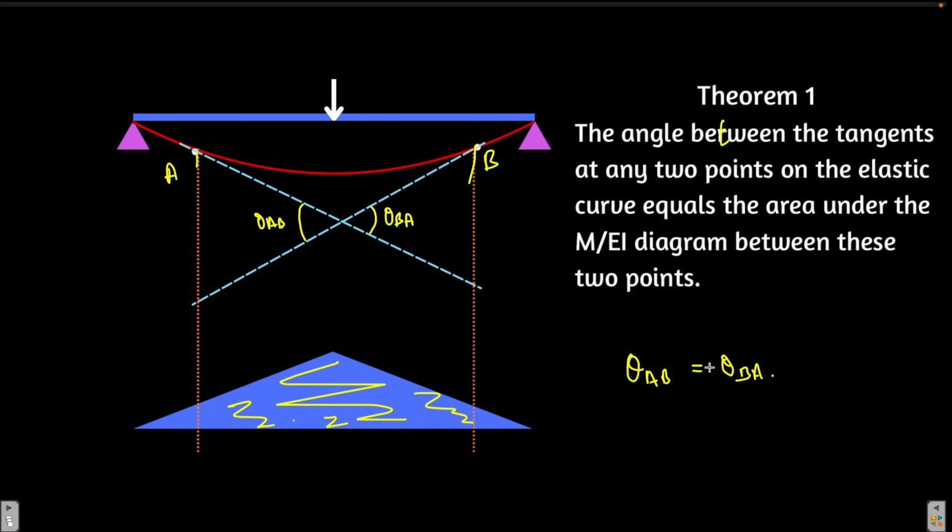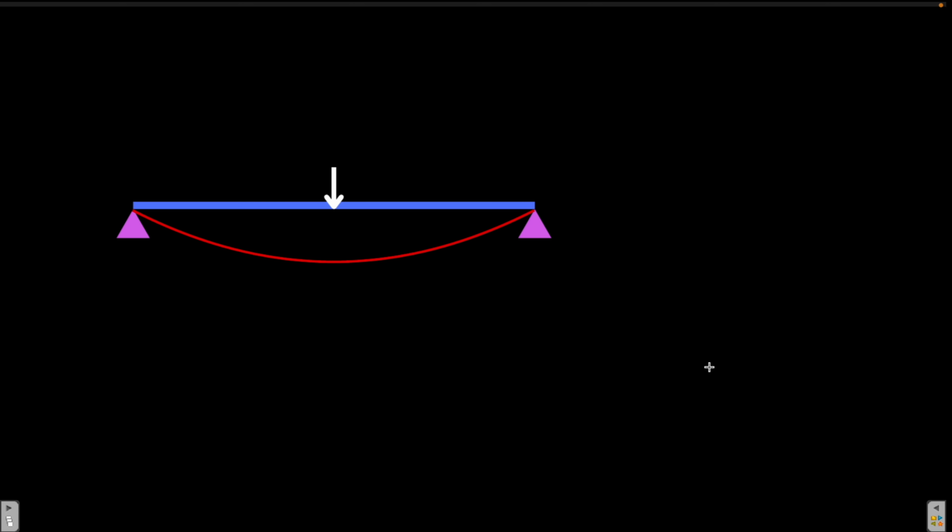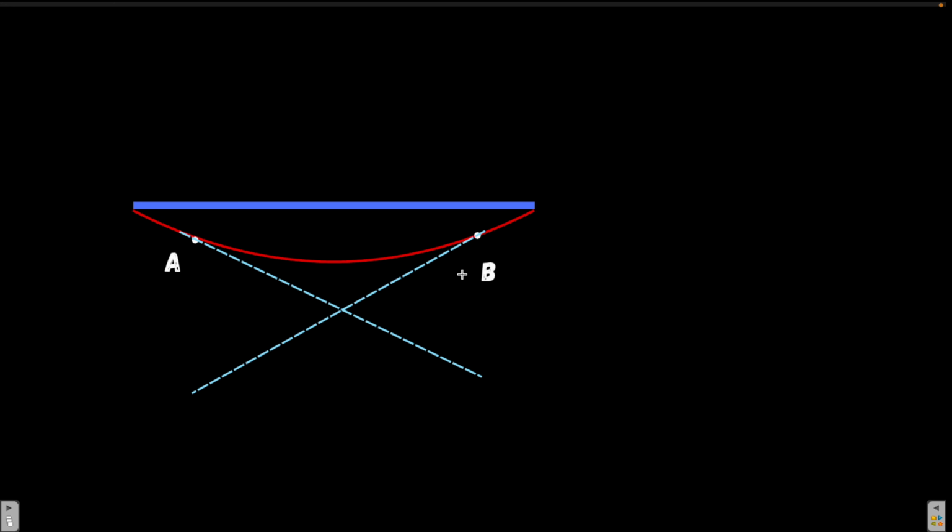Now we are going to derive this theorem. So let's begin with the starting point. Again, we'll take a beam which is simply supported. I'm taking a concentrated load at the center of the beam. This red portion represents the elastic curve of the beam. That means the beam will deflect something like this. Now let me take 2 points A and B where we want to find the slope, that is theta BA or theta AB. So we are going to draw two tangents, one at point B, the next at point A.